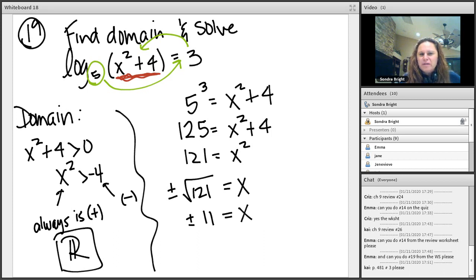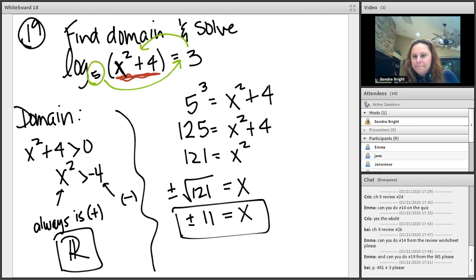Make sure that that works, because remember, you can't take the log of a negative number. But when you plug it into x squared, when it's a -11, it'll become a positive 121. So both answers work. 11 and -11. All right, that was 19. We're on page 481, number 3.